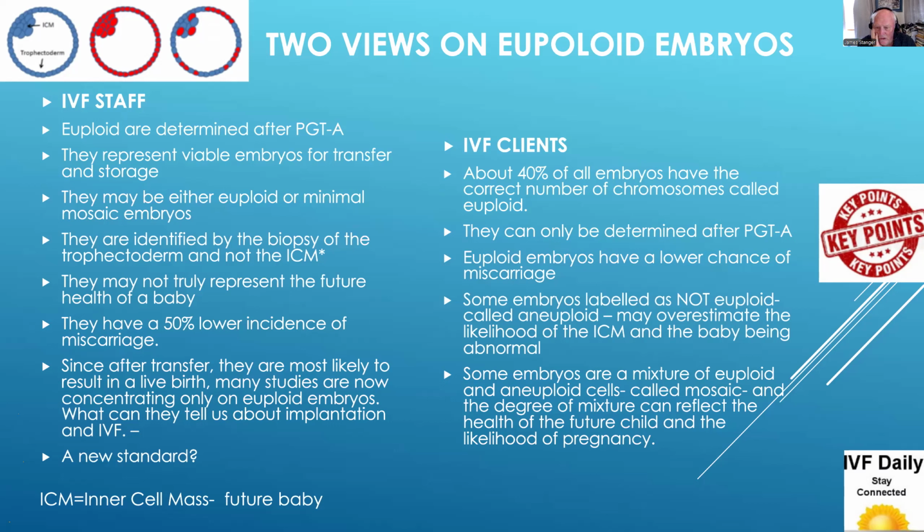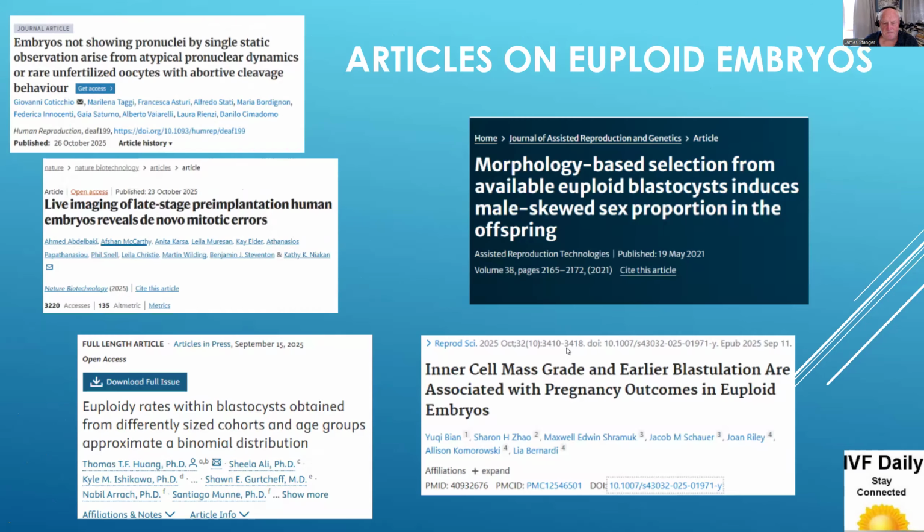However, some embryos labelled as not euploid, that is called aneuploidy, may be overestimating the likelihood of the inner cell mass, which gives rise to the baby, being abnormal. So it may be that some embryos labelled as aneuploidy and not transferred may in fact result in the birth of a live baby, but with a reduced likelihood of success. Some embryos are a mixture of euploid and aneuploid cells. These are called mosaic, and the degree of mixture can reflect the health of the future child and the likelihood of pregnancy.